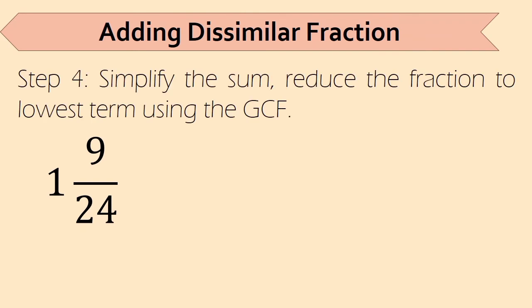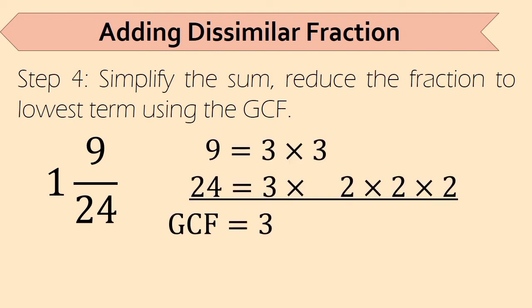Step 4. Simplify the sum and reduce the fraction to lowest terms using the GCF. So our fraction is 9 over 24. That is our answer earlier. So we are going to find the GCF of 9 and 24. The prime factors of 9 are 3 times 3, and the prime factors of 24 are 3 times 2 times 2 times 2. So the greatest common factor of 9 and 24 is 3. So our GCF is 3.